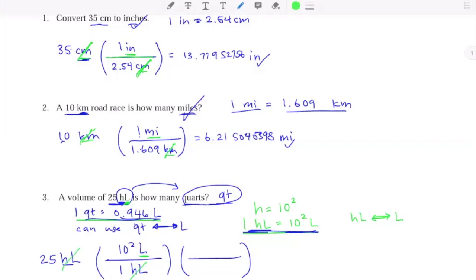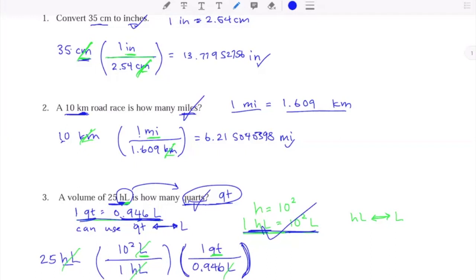So that means I'm going to need to put something on this second conversion factor that has liters in it. So this option, I already used this. This is 0.946 liters on the bottom. And that means this 1 quart on the other side of the equal sign has to go on top. So I've got now liters and liters will cancel out. The units that remain are quarts. That's good because that's what I was trying to solve for. I was trying to get to quarts.